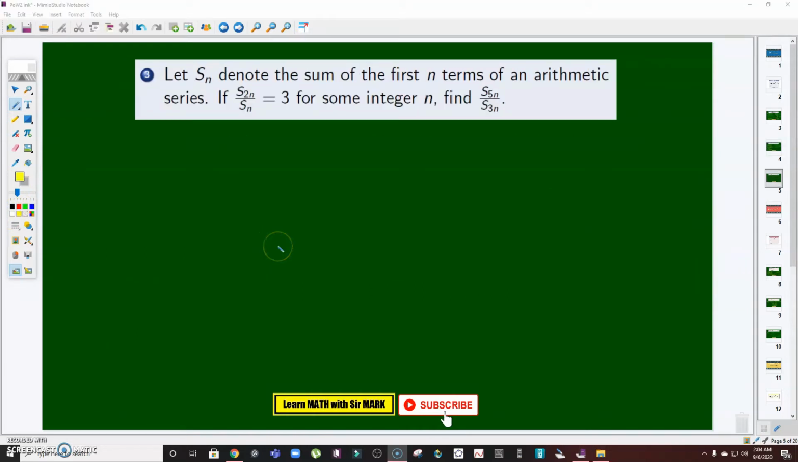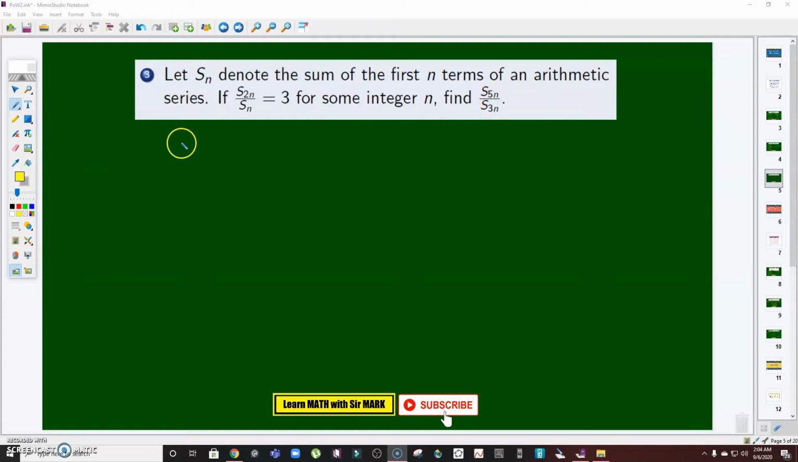Okay, problem number 3. Let S sub n denote the sum of the first n terms of an arithmetic series. If S sub 2n over S sub n equals 3 for some integer n, find S sub 5n over S sub 3n. Okay, so take note.